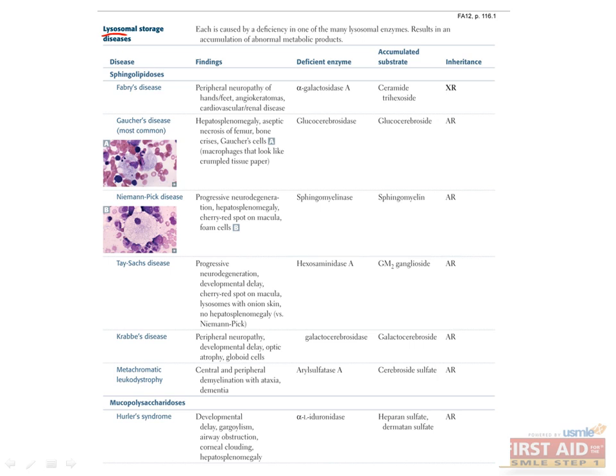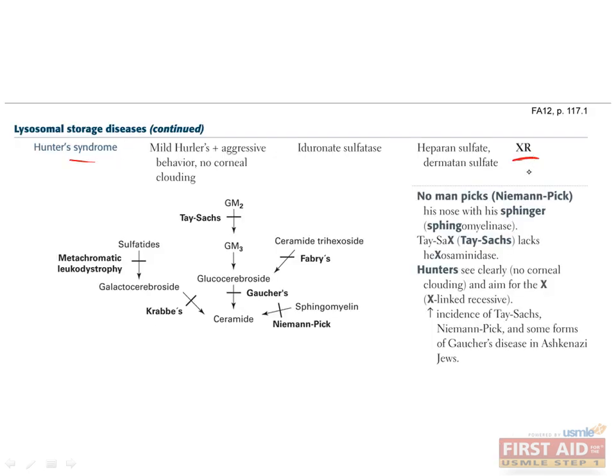Lysosomes are organelles whose main function is to break down unwanted molecules using a variety of enzymes. The deficiency of one of these enzymes can cause a lysosomal storage disease, which results in the accumulation of a sphingolipid or mucopolysaccharide in certain cell types. These diseases mostly affect children and are often deadly at a young age. They're all autosomal recessive except for Fabry's disease and Hunter's syndrome, which are both X-linked recessive.